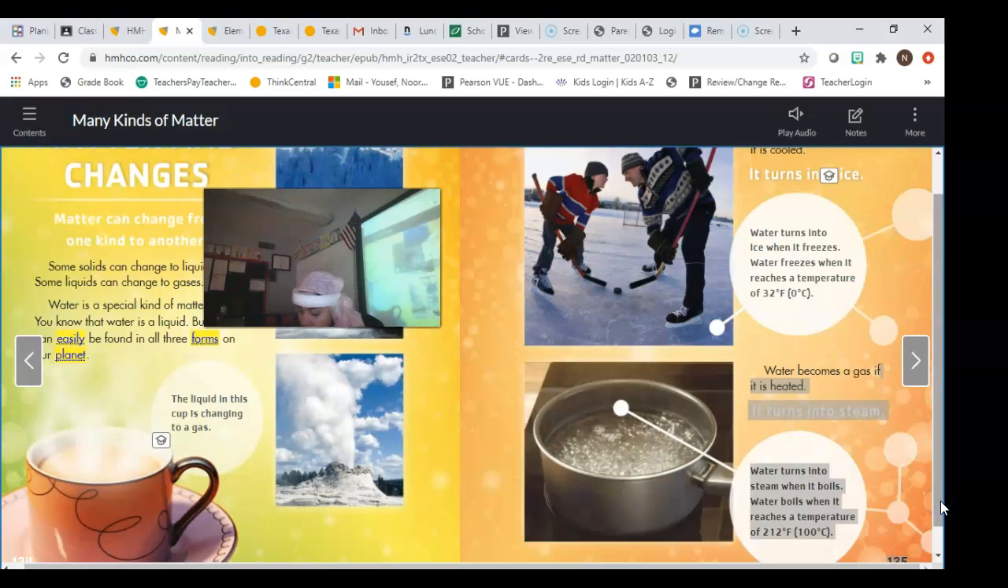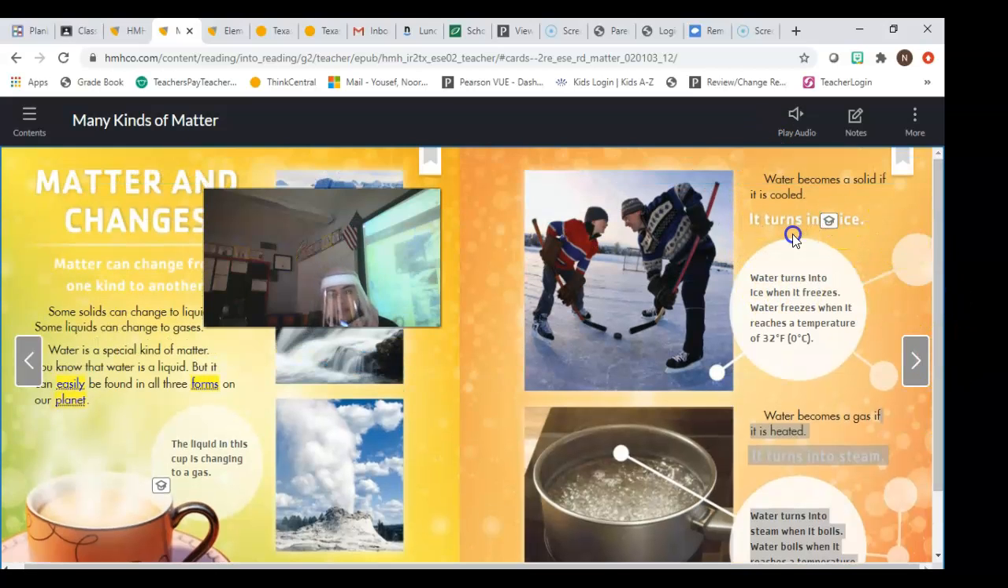Why do you think the author shows two sentences in a different color and size here? Here he says it turns into ice. See how this is a different color than this? This is white and this is black. Why do you think the author does that? Why do you think the author puts them in different ways? Dominic?